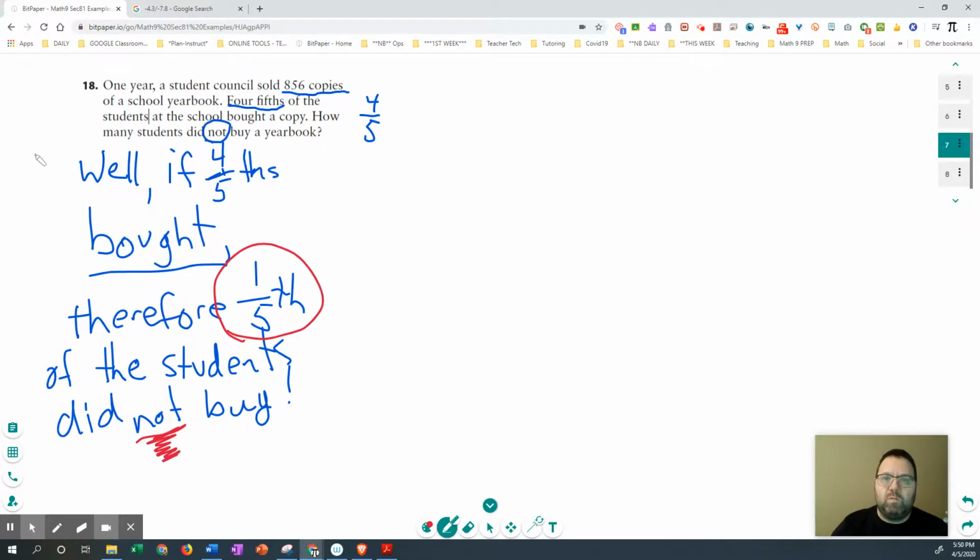Now, once you've understood this, and again, there's no mathematical trick. This is all reading comprehension and reasoning. It's logical thinking. Once you've figured out that only 1/5 of the students did not buy the yearbook, then I would say the problem is relatively straightforward to set up. So you could just write out a sentence.